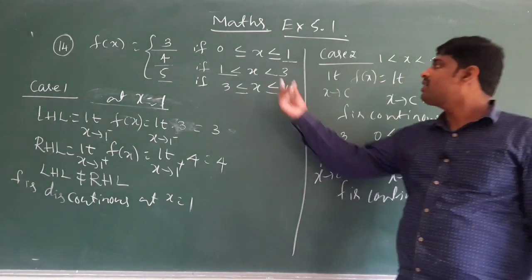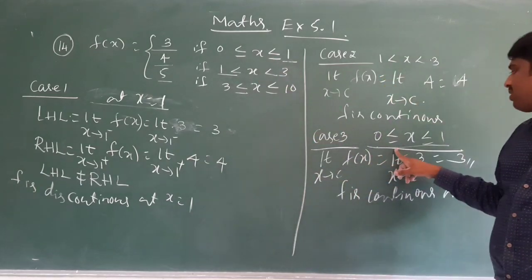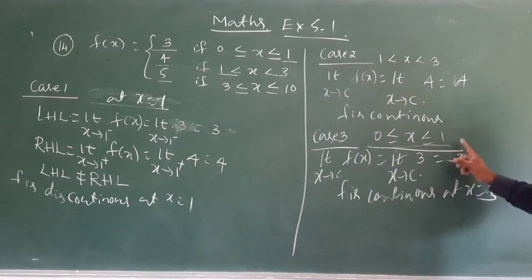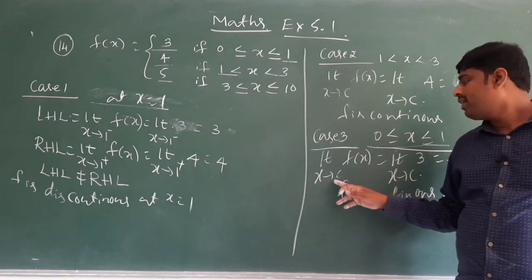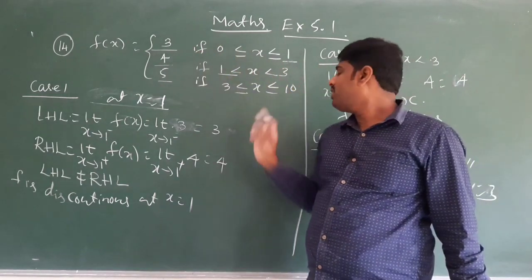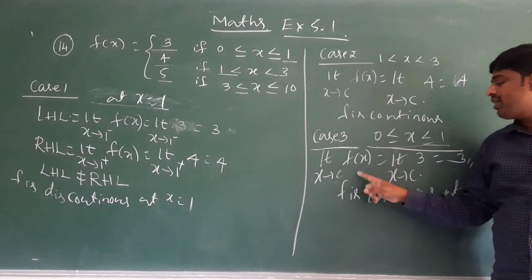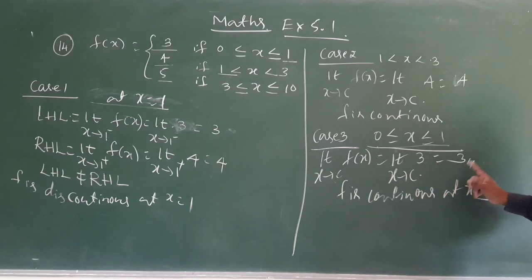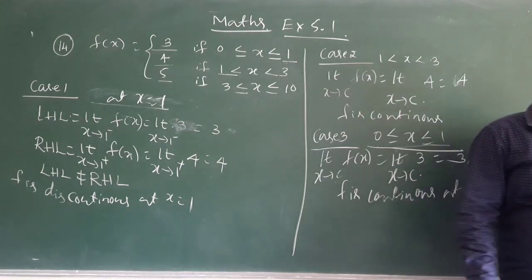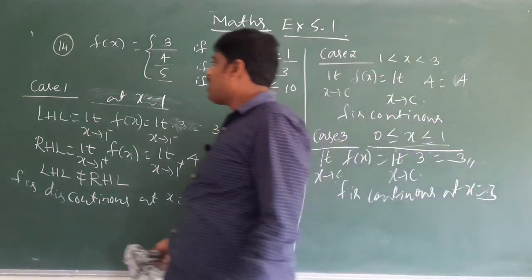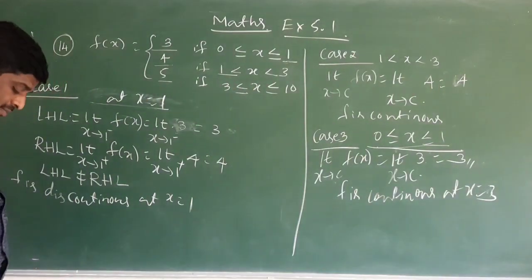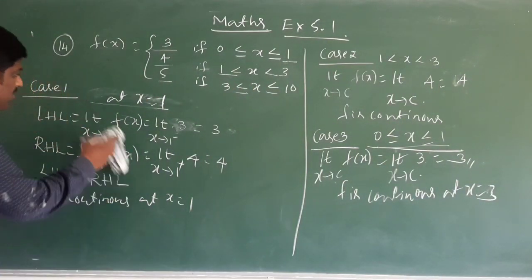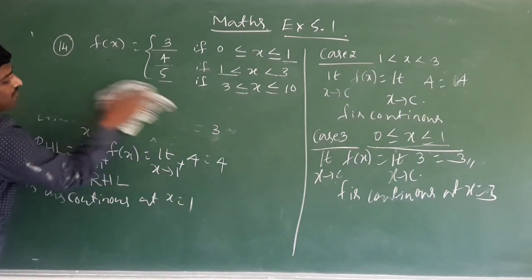And I have to check this interval also, 0 less than or equal to x less than or equal to 1. Similarly, for this the function is 3. Limit x tends to c f of x equals limit x tends to c 3. Therefore f is continuous at x is equal to 3. Now we will move on to case number 4 and case number 5.